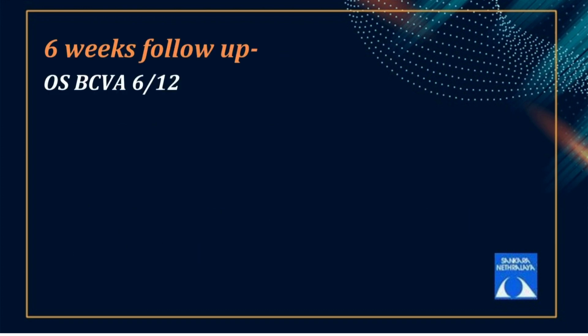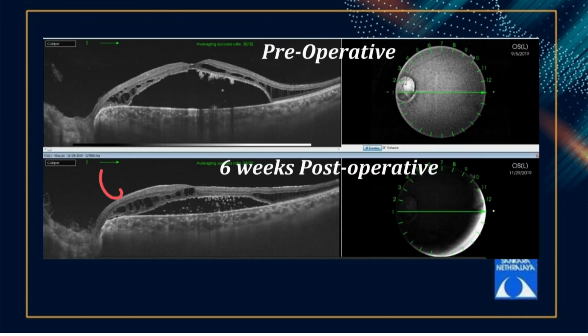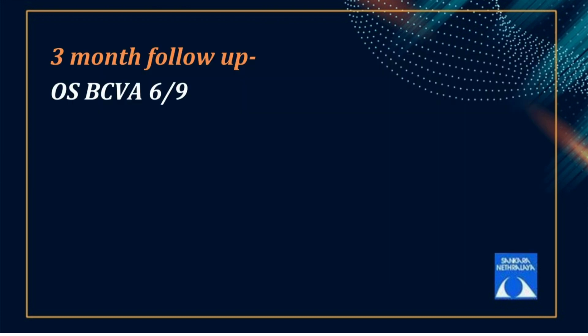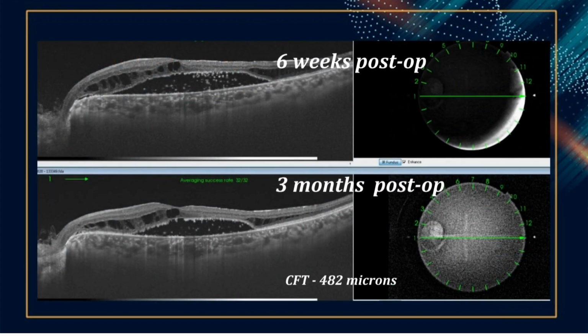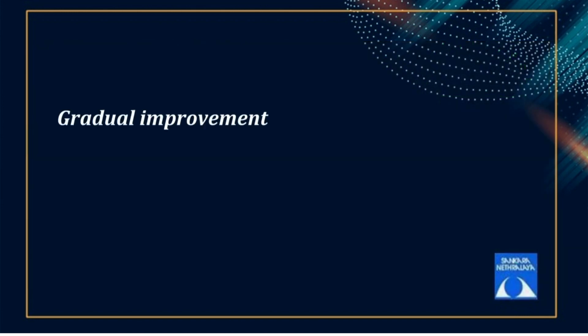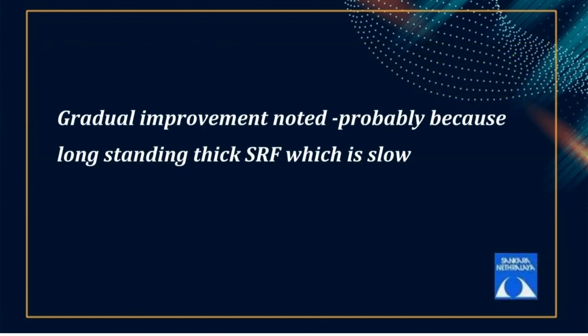After 6 weeks, patient's recorded best corrected visual acuity in the left eye was 6/12 with OCT showing reduced subretinal fluid and reduced intraretinal schisis. At 3 months of follow-up, the vision in the left eye had improved to 6/9, although OCT still showed some persisting subretinal fluid and schisis. This was, however, reduced from the previous visit. Gradual improvement was noted and hence the patient was reassured.